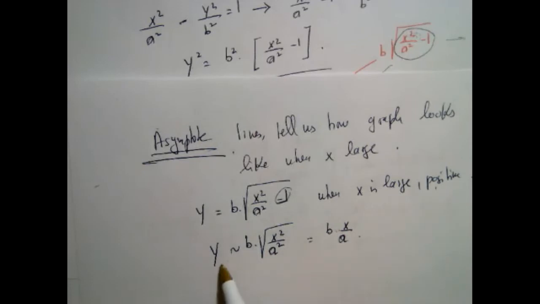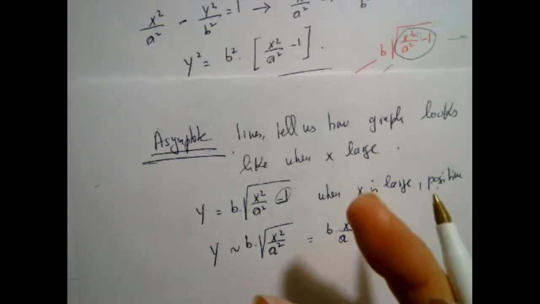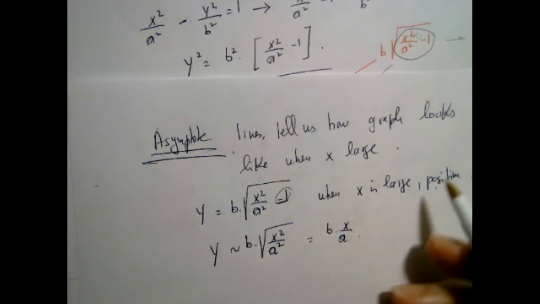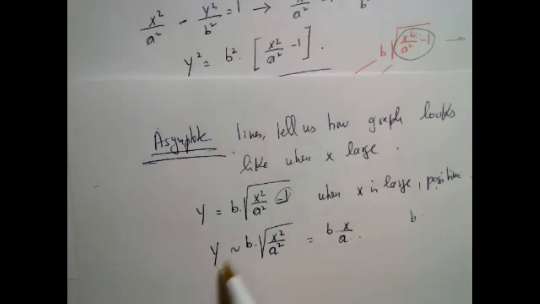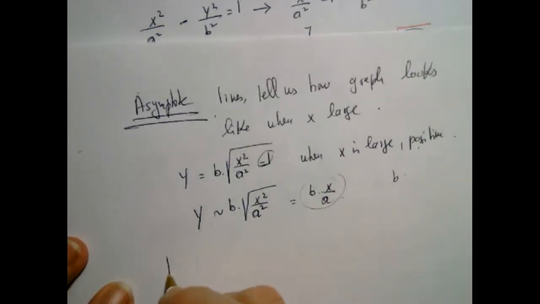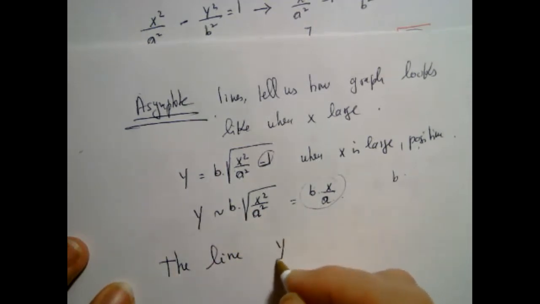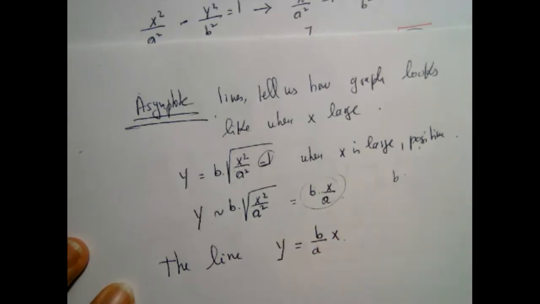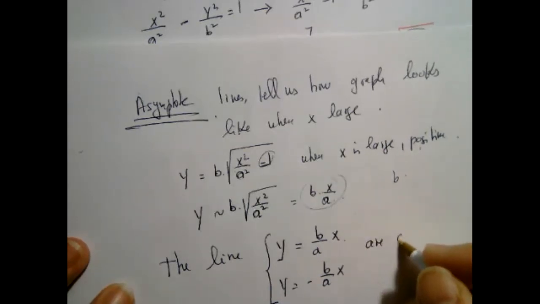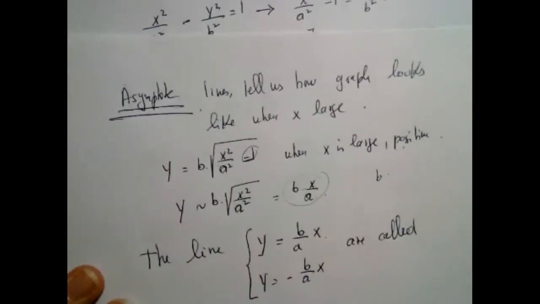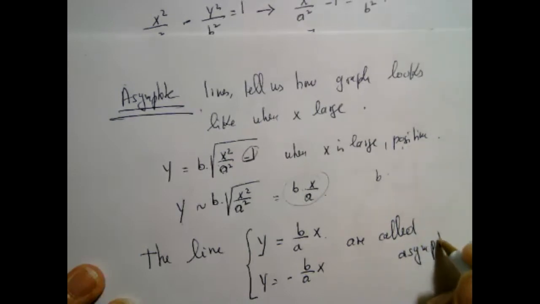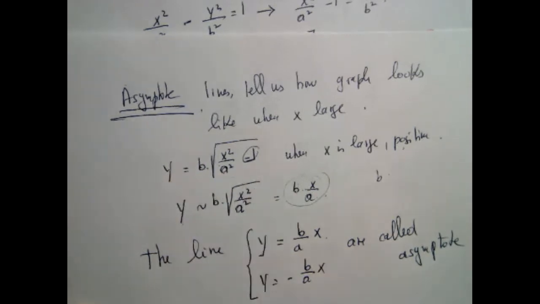It means that when x is very, very large, the values of y are almost equal to the value of b over a times x. So if I know b and I know a, instead of using this complicated expression, the value of y is almost equal to the values obtained by b over a times x. And this motivates the asymptote. So the line y equals b over a x and the line y equals minus b over a x, because of the symmetry, are called the asymptotes. They describe the behavior of the graph when x is large. And this is where they are coming from. They are exactly coming from the formula itself.